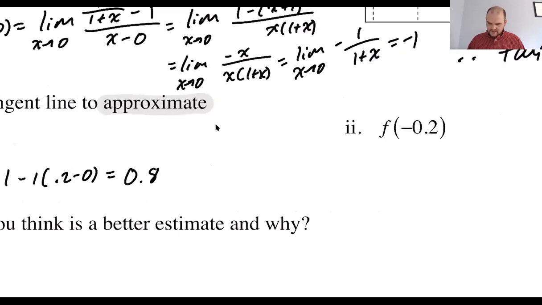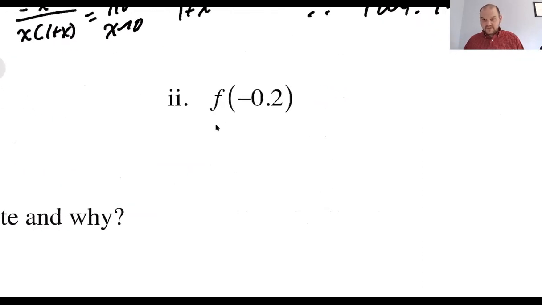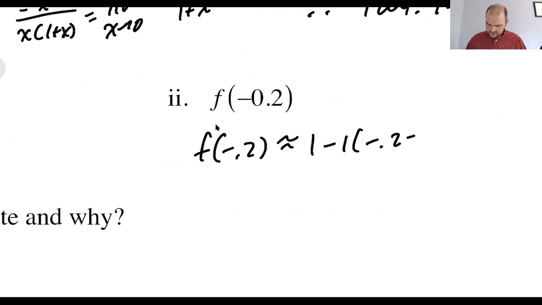All right, and then we're asked to find, or approximate, f of negative 0.2. So f of negative 0.2 is approximately 1 minus 1 times negative 0.2 minus 0. That's 1 plus 0.2, so that's 1.2.